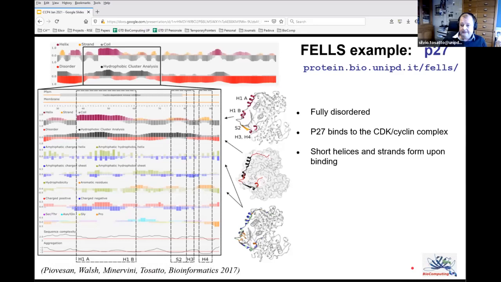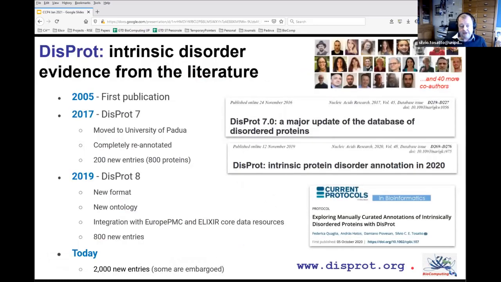With this being said, I wanted to turn my attention to several of the databases we have been developing over the years. The first one, which is probably also the best known one, is DisProt, which was initially published in 2005. And this was for a long time run by Keith Dunker's group in the US, until it was brought to Europe and moved to a community curation platform in 2017 with DisProt 7. And it's now hosted by my group here at the University of Padua.